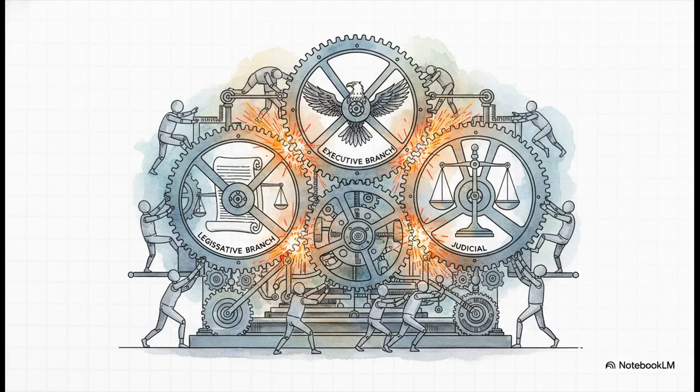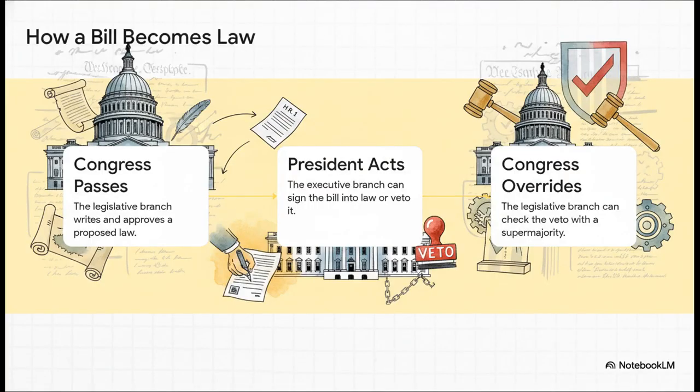But just separating the powers wasn't enough. I mean, that's just part of it. The real genius is how these branches are literally forced to collide with each other. This whole system of checks and balances isn't designed for everyone to get along and sing campfire songs. It's engineered for friction. It forces them to compromise and negotiate, because no single branch can get anything done all by itself. The process of just making a law is the perfect example of this in action.